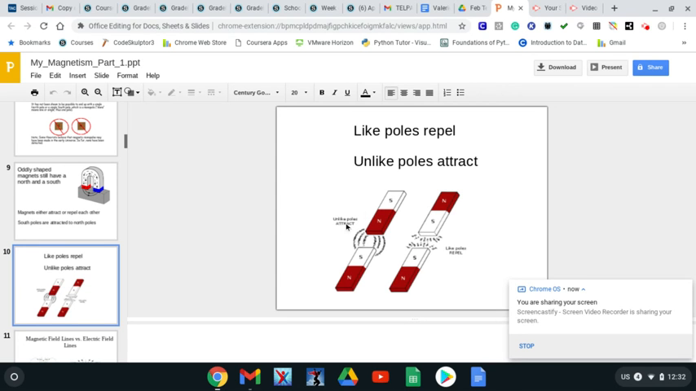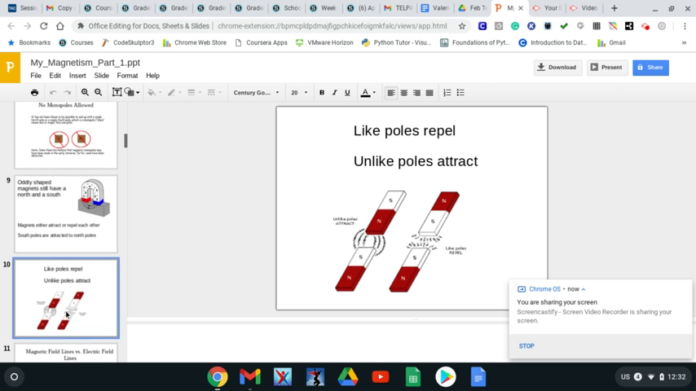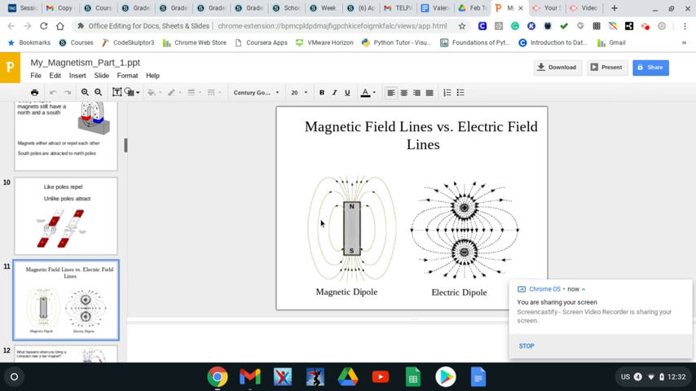Okay, so we see that poles that are of the same type repel each other and poles that are different are attracted to each other. And so, like we looked at field lines for electricity, we saw that for positive charges the field lines came out of the positive charges and went into negative charges. And so we had a pattern that looked like this.